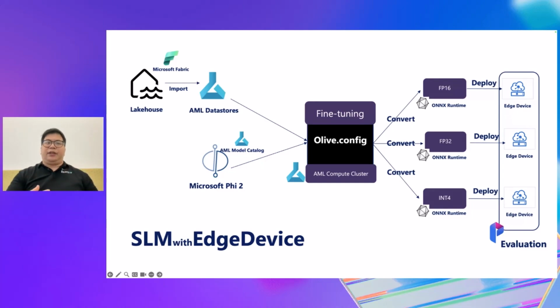Another thing is you can choose the different model, just like Phi-2, Phi-3 with Azure model or Azure Machine Learning model catalogs. And then use Microsoft Olive to set different things, or data sources or your compute cluster or fine-tuning algorithm, and then convert to different ONNX runtime, FP16, FP32, or INT4, and deploy it to different edge devices, your AI PC, your IoT, your mobile, and then use Prompt Flow to evaluate your model. This is the full pipeline what I want to do.